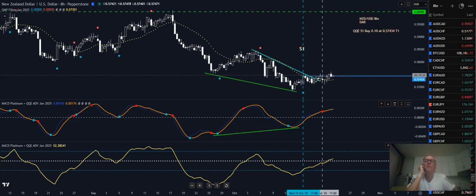New Zealand USD, in this one, a buy trade here. It's a QQE, so that's my target, and I'm going to probably close this trade.